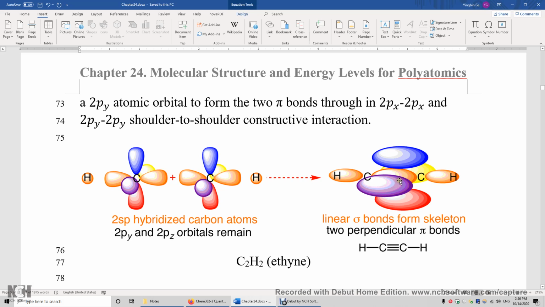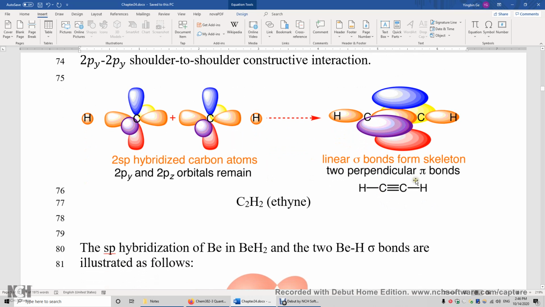And also in the middle, you have two carbons, each with two intact p orbitals. I'm going to call this 2py and 2py. So 2py and 2py have constructive interference. It's called a pi bond. 2px and 2px can form a second pi bond. That's why in this molecule, you have a triple bond between the two carbon atoms. One sigma bond and two pi bonds.